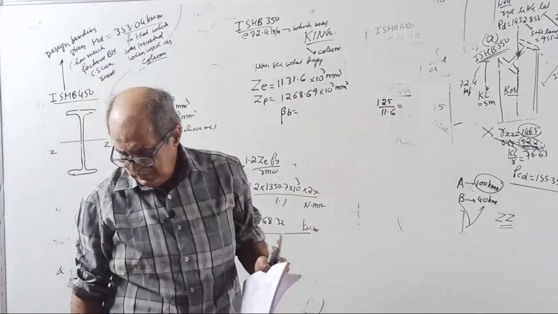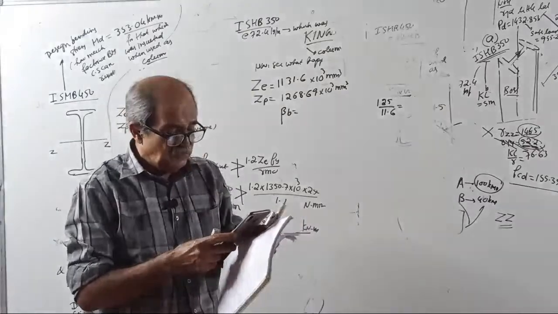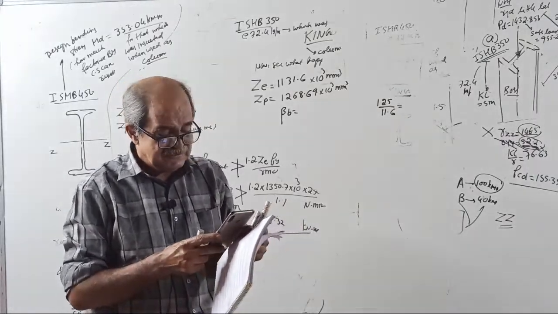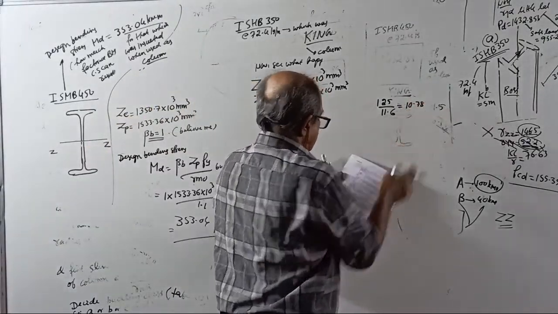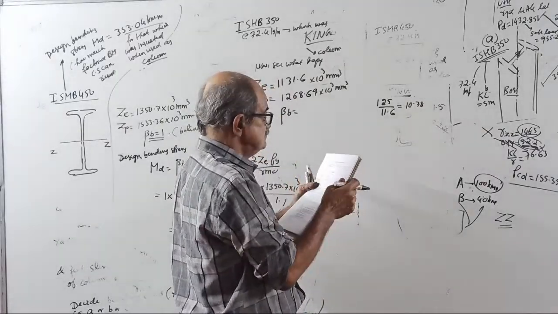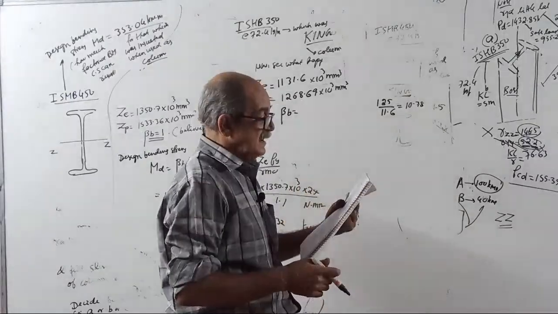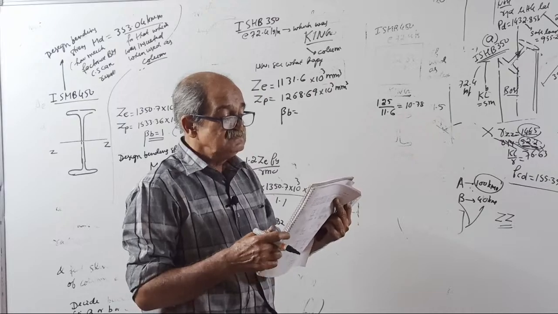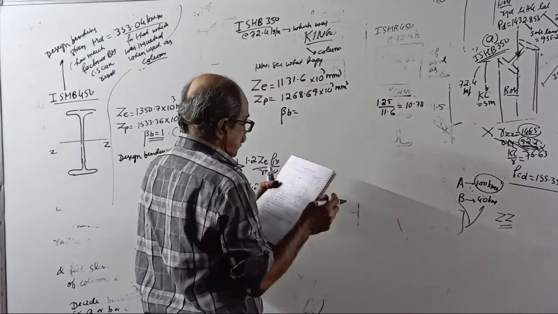I don't have a calculator. What is 125 by 11.6? Tell the answer. It is 10.78. Now I will look at 10.78 here. 10.78 means the section is not even compact. The section becomes semi-compact. Your beta b is for the semi-compact case.